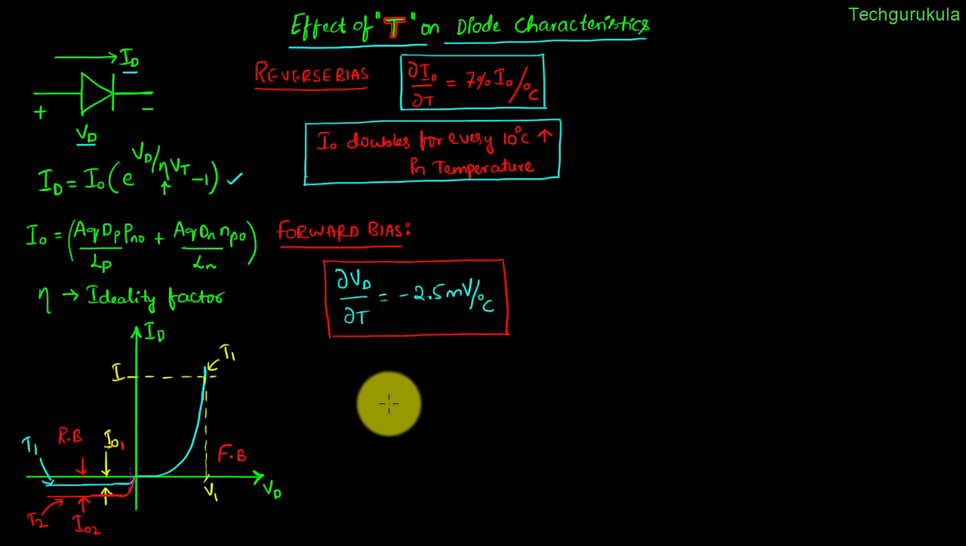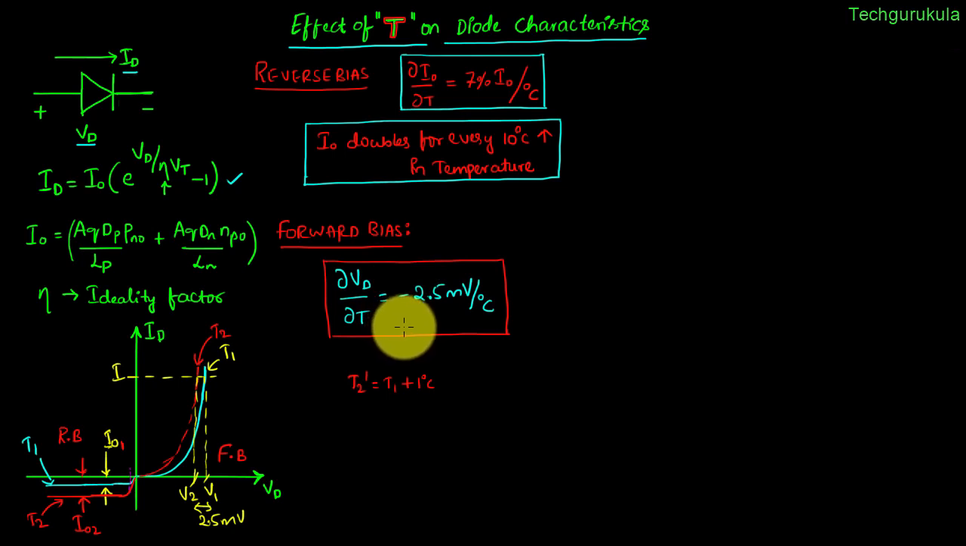Let's say now T2 dash is T1 plus 1 degree centigrade. Then let us see how the forward bias characteristics would look. It would look something like this for T2. I've exaggerated this to show you the difference. This figure is not to scale. So if I project this value, I would get V2, which would be 2.5 millivolts away from V1. But V2 would be less than V1, as this equation suggests that the voltage across the diode would decrease when temperature increases.